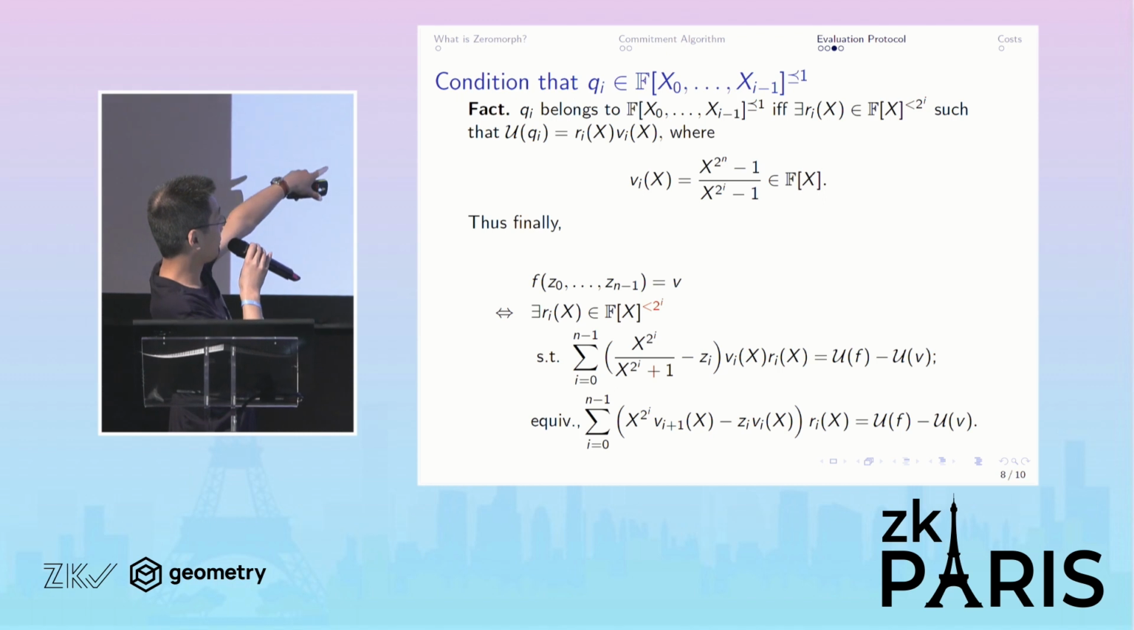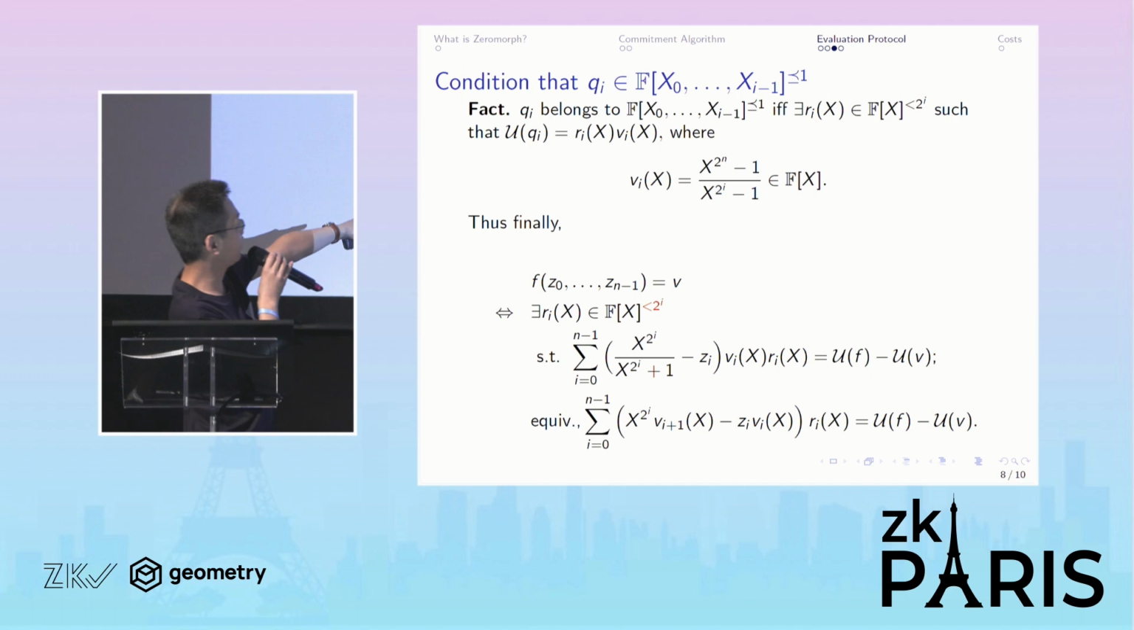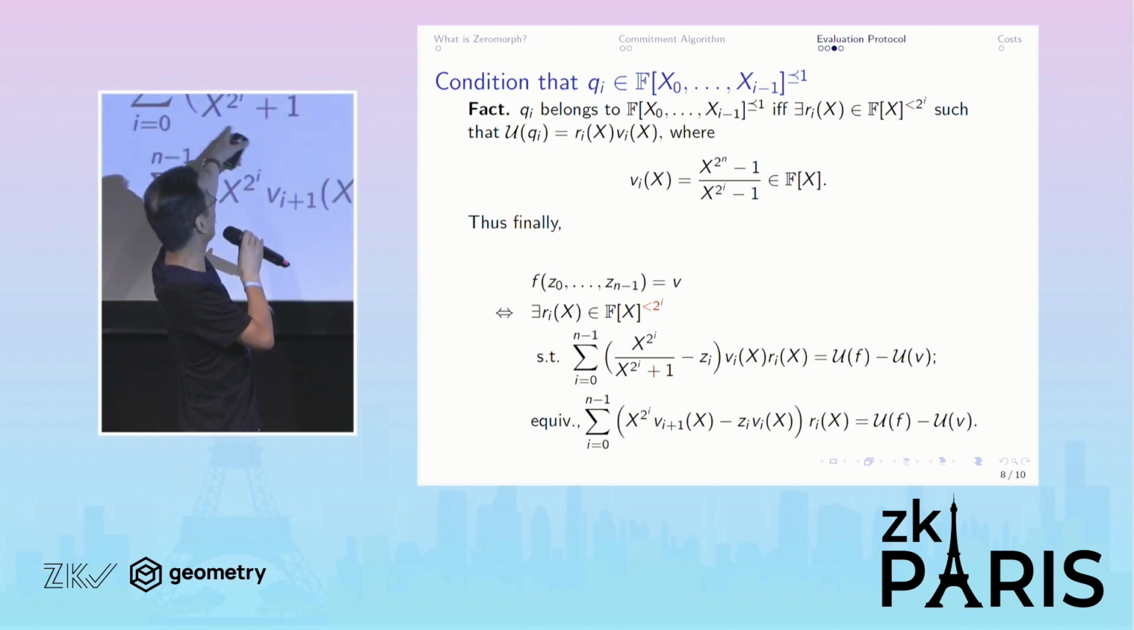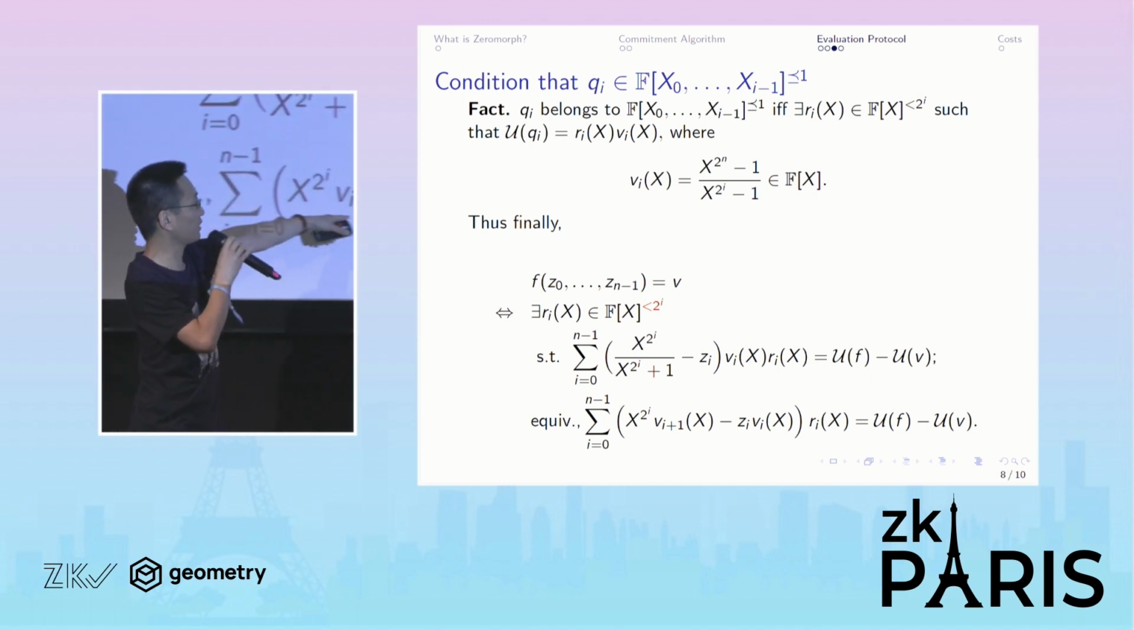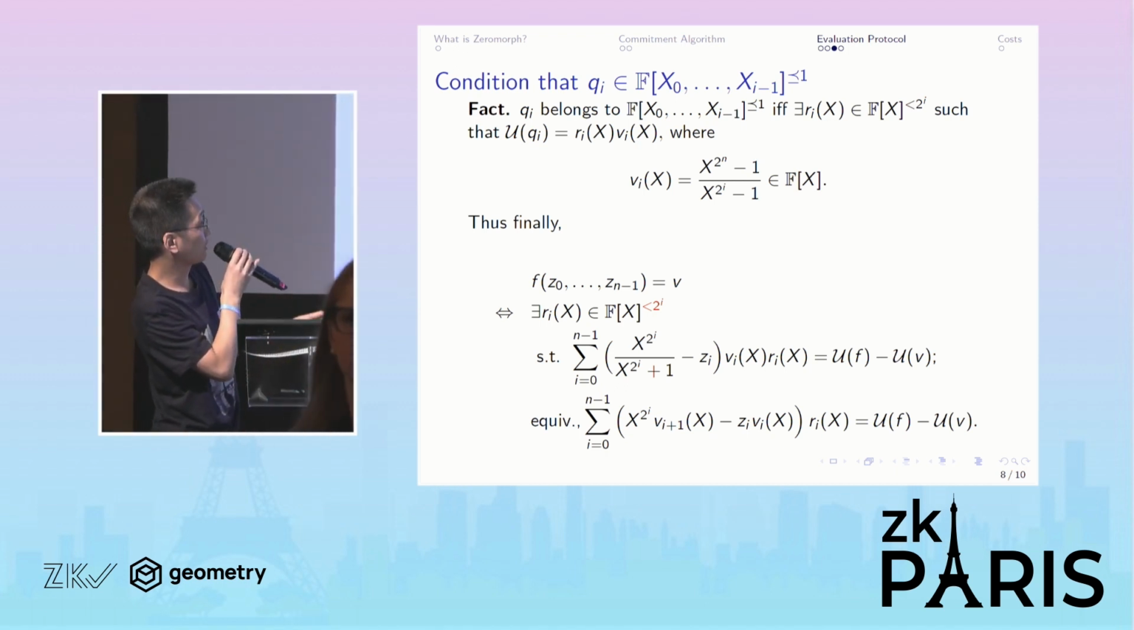And by the way, that last equation can be written in a slightly slimmer way. I just used that Vi divided by this chunk is Vi plus 1. It's just algebra here. So this is the equation to check.